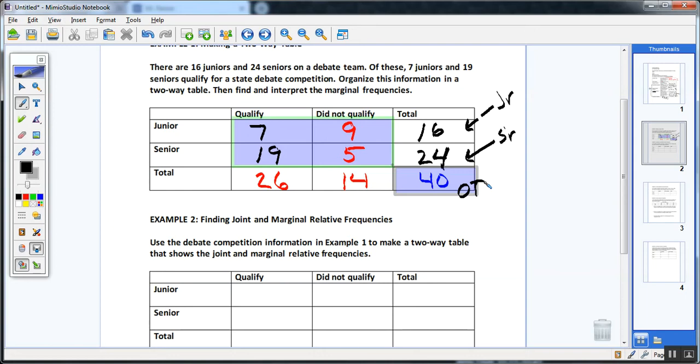Okay, marginal frequencies are also figured by totals in columns right here. So what is this value of 26 representing? The amount of people that qualified. Okay, so the number that qualified, right? What's the last marginal frequency we haven't discussed yet? The total that did not qualify. And what number is that? 14. So there's 14 that did not qualify.